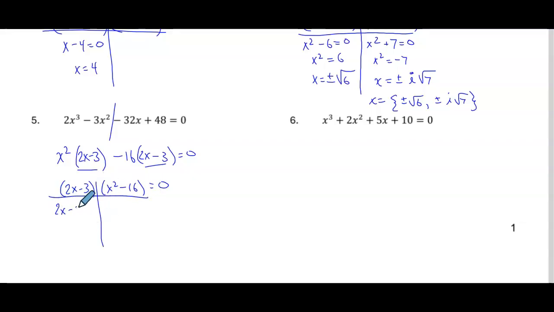2x minus 3 equals 0. x equals 3 halves. And x squared minus 16 equals 0. So x squared equals 16. x equals plus minus 4.